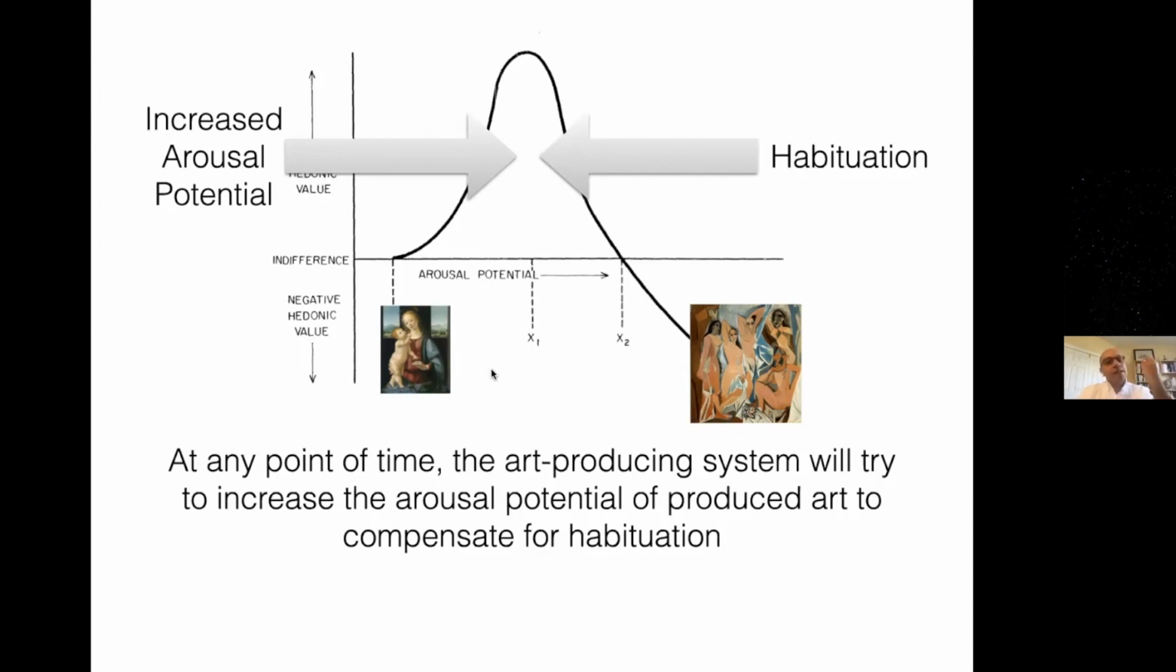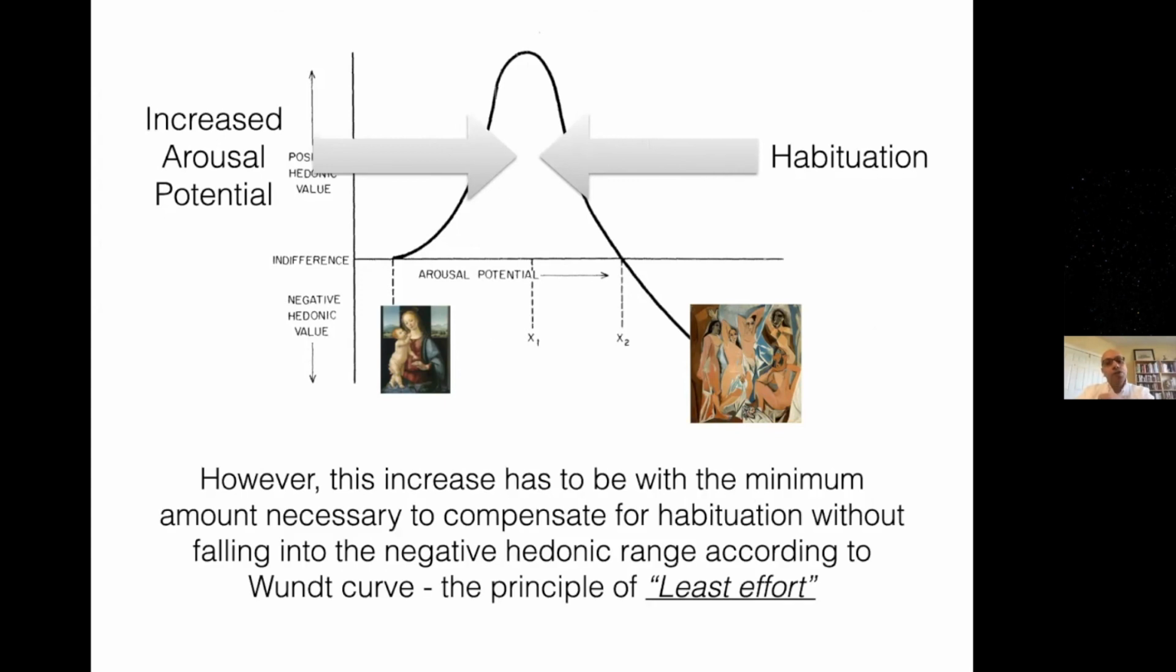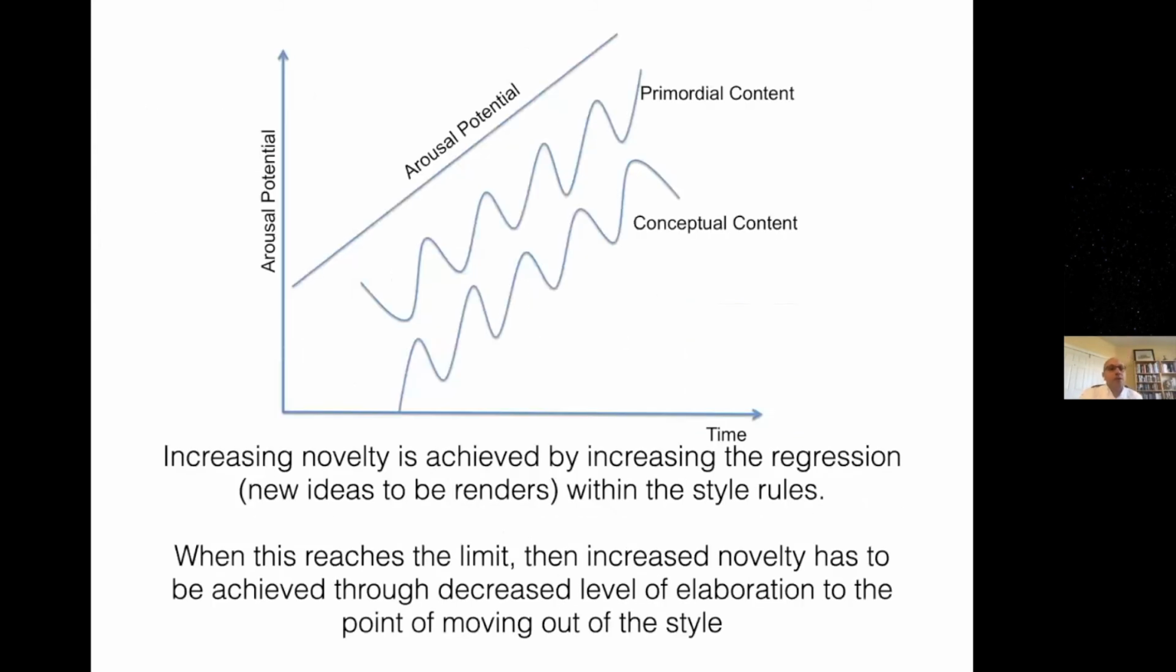So in one sense, artists have to push against habituation with what's called least effort. Artists really have to push the envelope with a minimum amount to push against habituation without falling into the negative part of that curve. So that's the concept that we're trying to push. How can we push the network to be innovative, but keep it within the same distribution, pushing the boundaries?